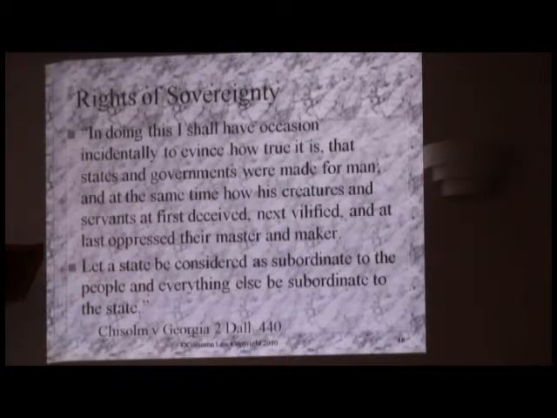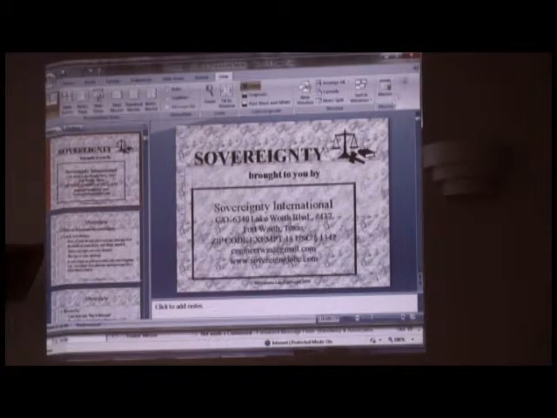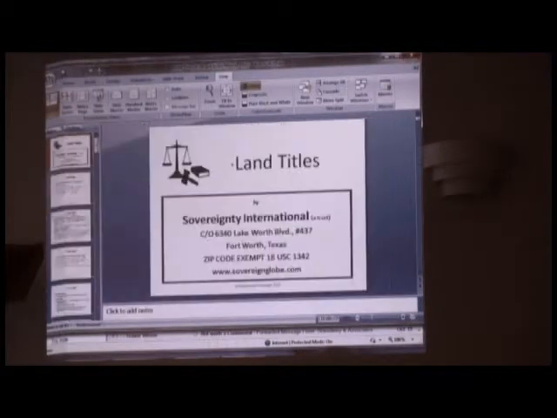In doing this, I shall have occasion incidentally to show how true it is that states and governments were made for man, and at the same time how true it is that his creatures and servants at first deceived, next vilified, and at last oppressed their master and maker. Let a state be considered as subordinate to the people, and let everything else be subordinate to the state. Like corporations.